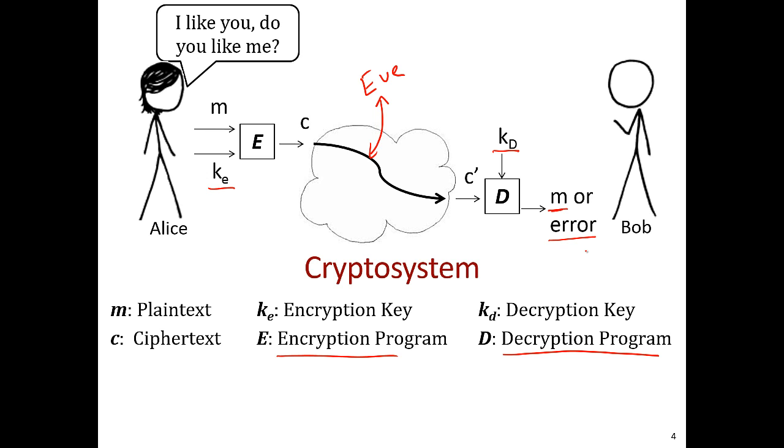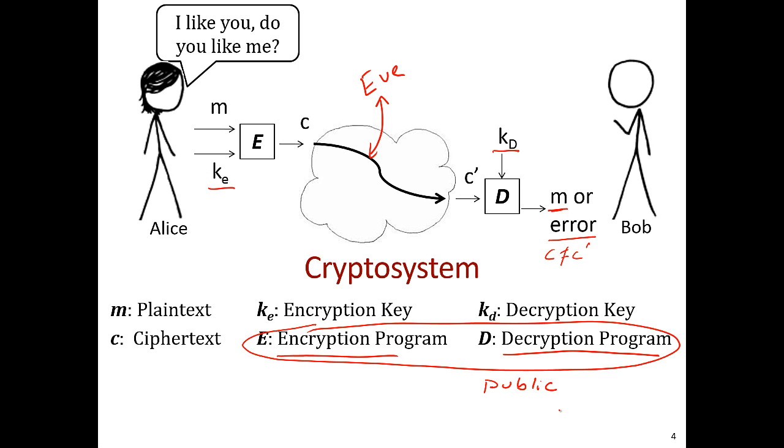And in particular, this error is very important. Error is the way Bob knows that C was not equal to C prime. And so error is, in a sense, what tells us if Eve has tampered with the message. Now, there's some important things to note here. First, in modern cryptography, the security of the system purely relies upon keeping the encryption and potentially decryption key secret. So the security relies upon the secrecy of the keys and nothing more. In particular, we assume the encryption and decryption programs are public. They're well known.